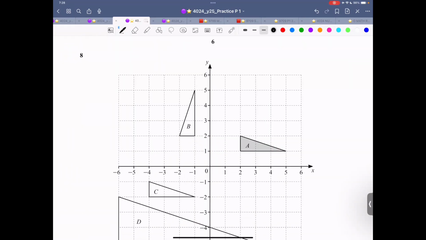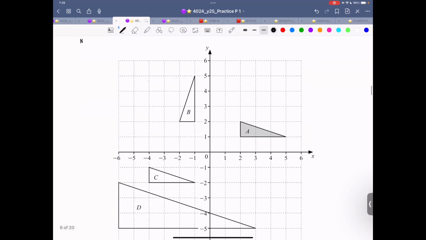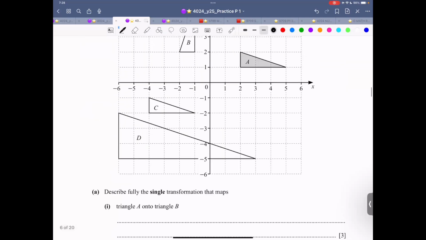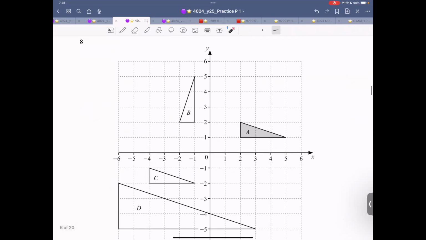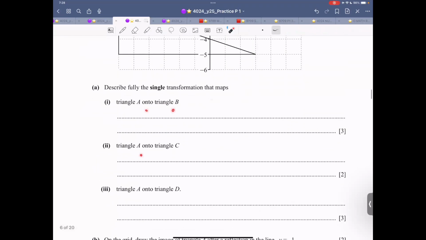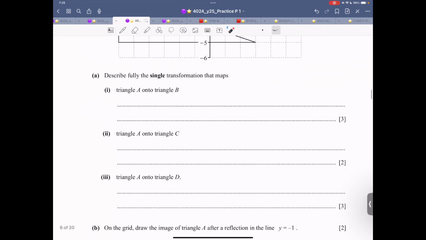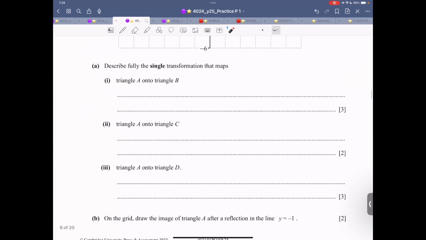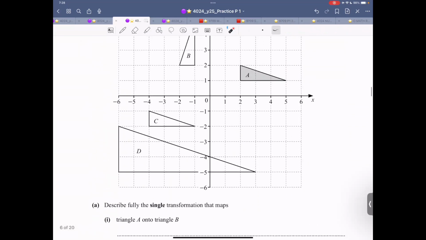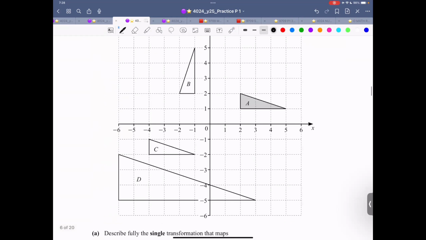Now this thing over here, question number 8, that's transformation. How many triangles do we see? That is the one that is being transformed to B, transformed to C, transformed to D, and so on. A onto B, A onto C, A onto D. Let me first focus on this. Now, A onto B. First focus on the pointers.